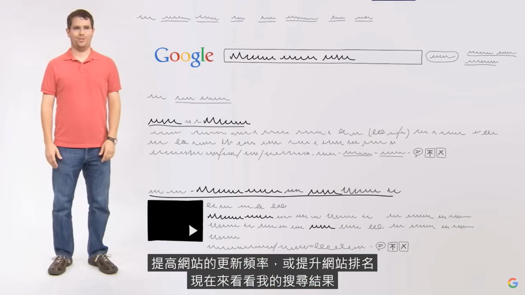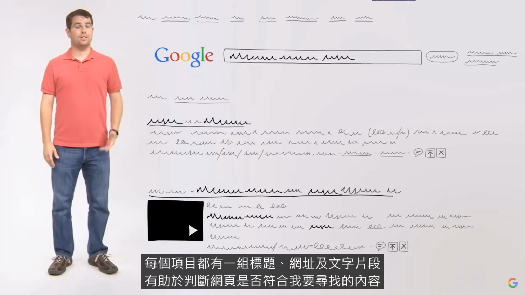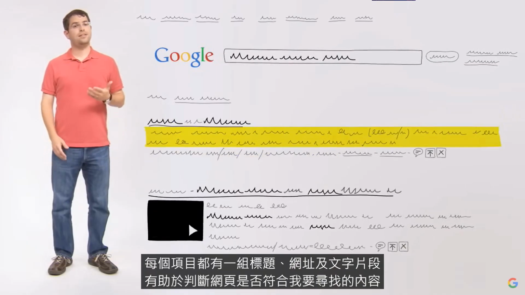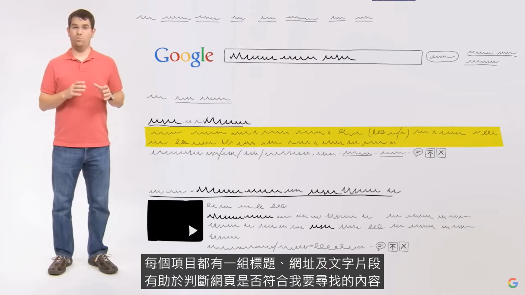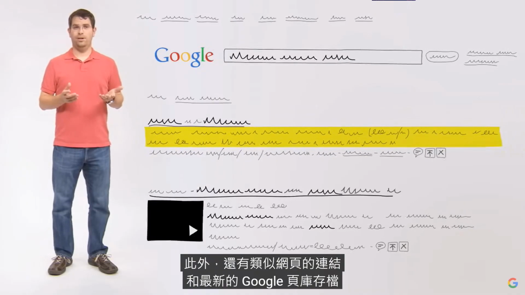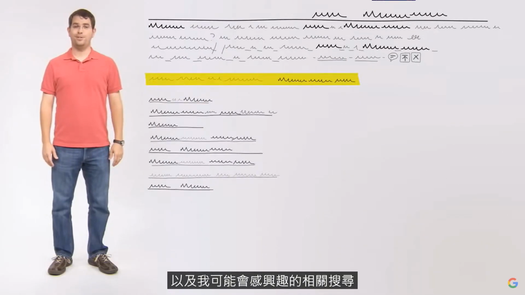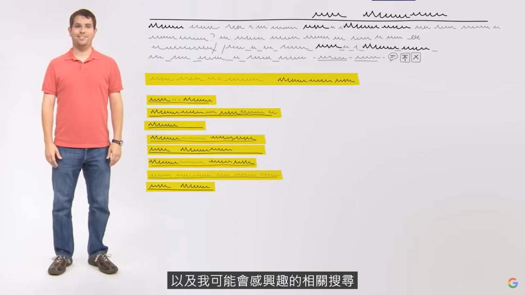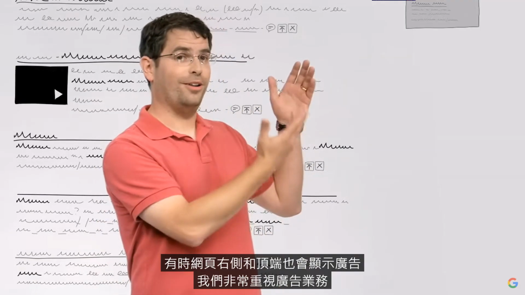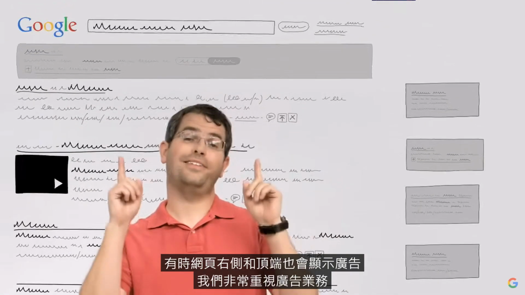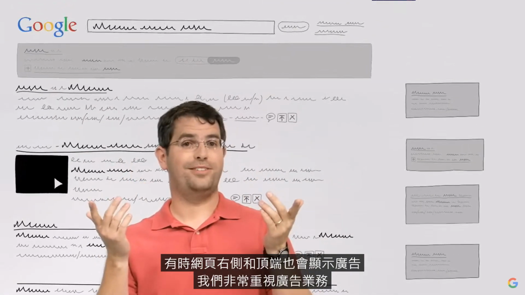Let's take a look at my search results. Each entry includes a title, a URL, and a snippet of text to help me decide whether this page is what I'm looking for. I also see links to similar pages, Google's most recent stored version of that page, and related searches that I might want to try next. And sometimes, along the right and at the top, I'll see ads.